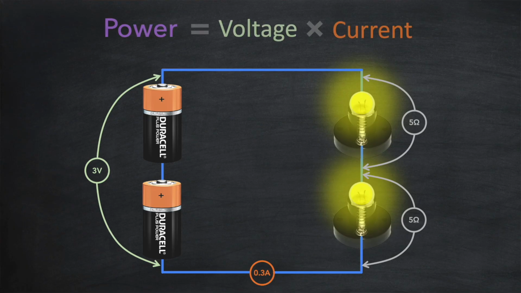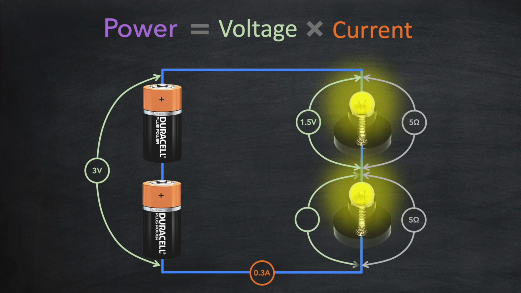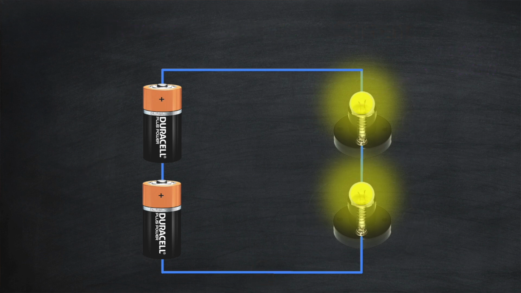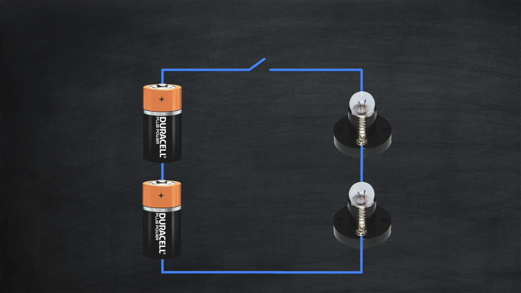What does that mean for the power of each bulb then? Well, let's measure the voltage across each bulb. You can see that the 3 volts from the battery splits equally across the bulbs, 1.5 volts each. As we know, both bulbs have a resistance of 5 ohms, so we can work out the power of each bulb. 1.5 volts times 0.3 amps gives us 0.45 watts, the same power we had when we had 1 battery and 1 bulb. Okay, let's switch off the circuit again and remove one of the batteries.